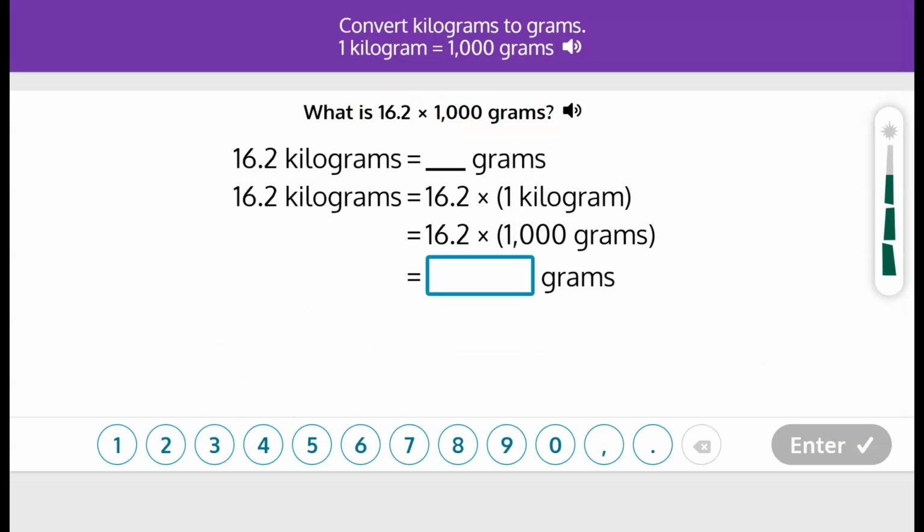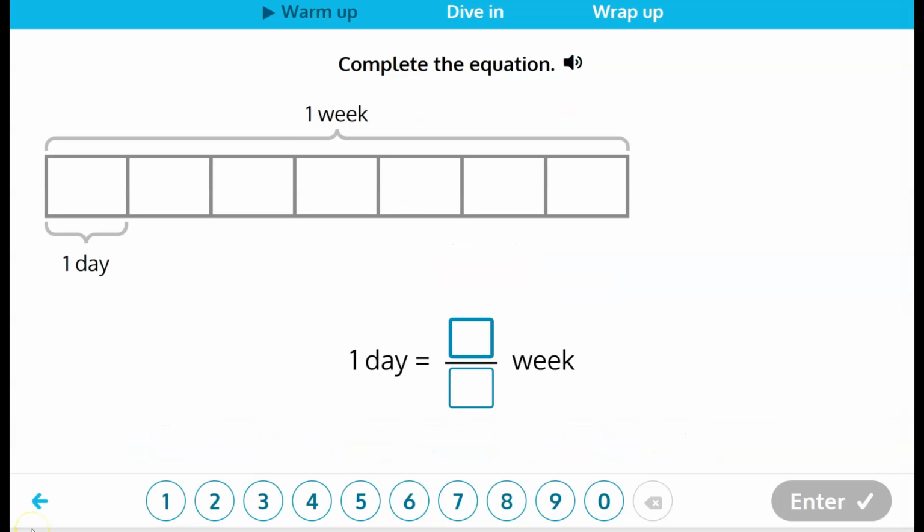Remember, in a problem like this, you want to solve it just the way we always have, multiplying multiples of 10. Multiply 162 times 1, and then count the number of zeros in your problem and add that to the end of your answer. Then count the number of places after your decimal, and that's how many places should be after the decimal in your answer. In lesson 14, we are converting using smaller units and converting them into larger units.